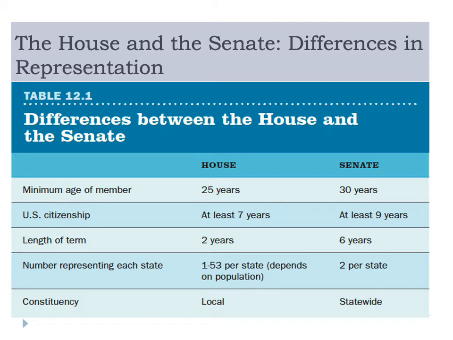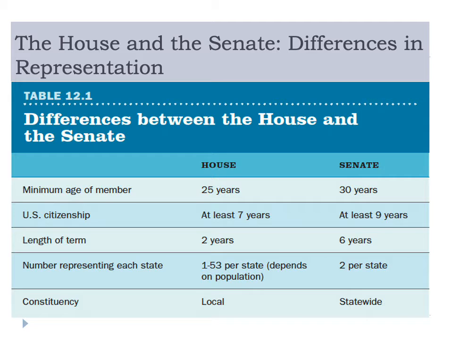There are other differences as well. The minimum age for members of the House is 5 years less than the Senate. You do not need to be a natural born citizen to serve in the House or the Senate, but you need to be a U.S. citizen for a period of time. For the House, it's 7 years, and for the Senate, it's 9.